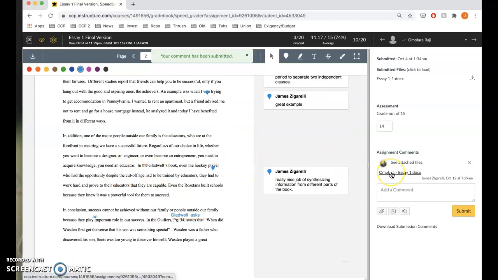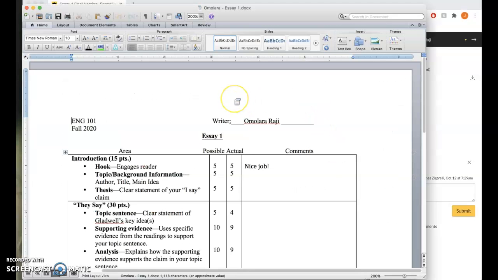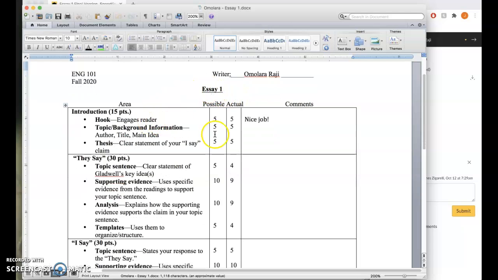And then the other one is over here in the assignment comments, where it says see attached files, and there's going to be a Word document there from me. If you open that up, you're going to see a grade sheet that breaks it down paragraph by paragraph and tells you the things I was looking for, how many points you could receive and how many you actually received, okay? And just as an overview, right?